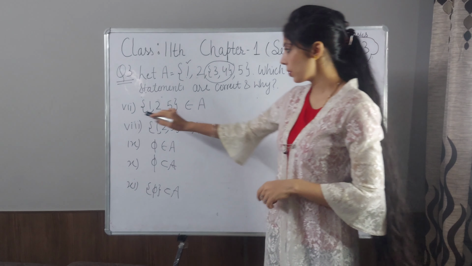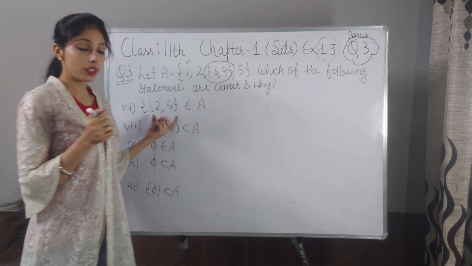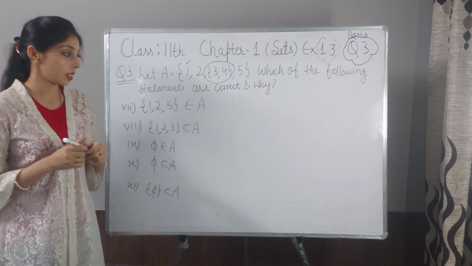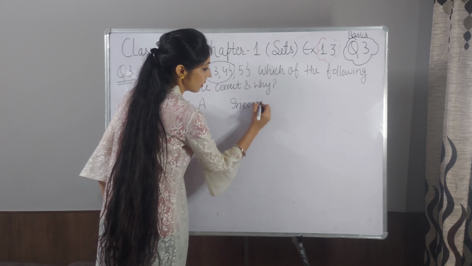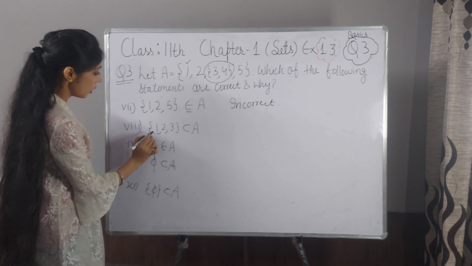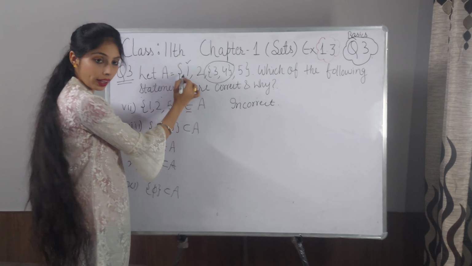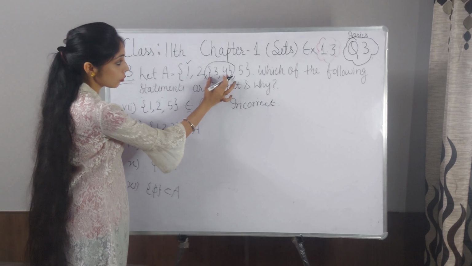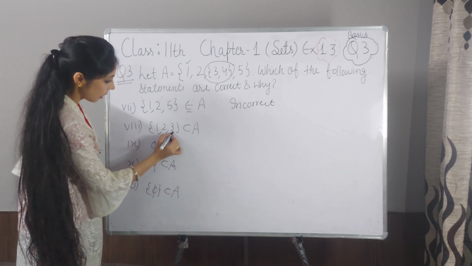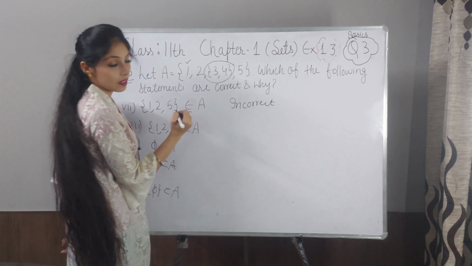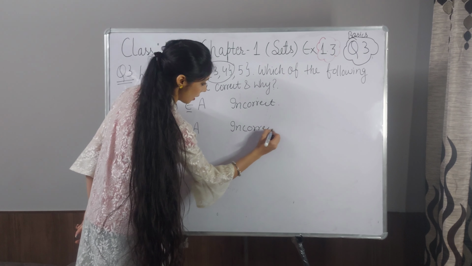Now the next part of question number 3. {1, 2, 5} belongs to A. Here {1, 2, 5} is a set and for a set we use subset, not belongs to or doesn't belong to. So this statement is incorrect. And next is {1, 2, 3} is contained in A. Here 1 and 2 are elements of A, but {3, 4} is a single element. So here 3 is not present in the set A. So this statement is incorrect.